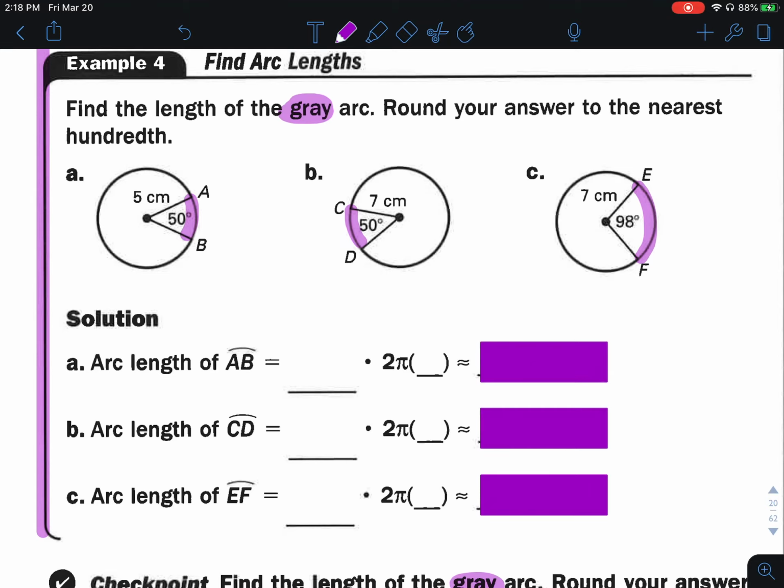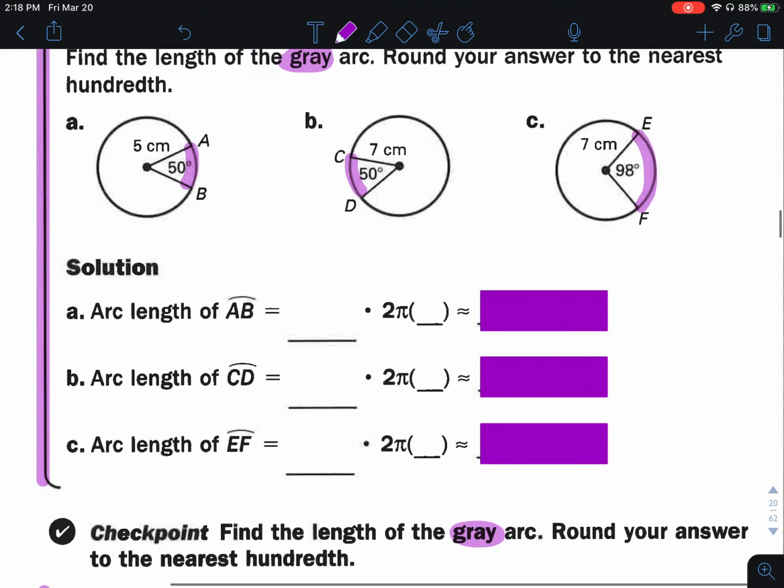Again, length is inches, centimeters, meters, units, whatever you have. So I need to use that formula that we just learned above. So I have something over 360. Well, that something over 360, the something is going to be that arc measure. In A, my arc measure is 50 because that central angle is 50. So I have 50 divided by 360 times 2 pi r. My r is my radius, and if I look at A, my radius is 5.